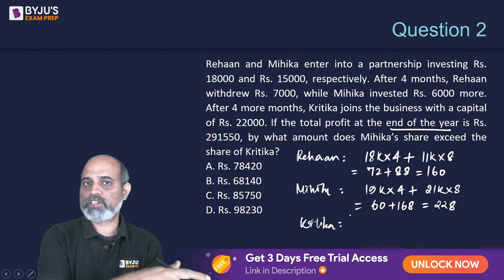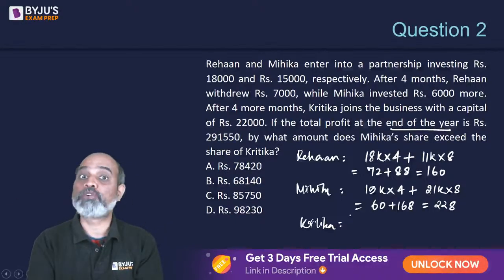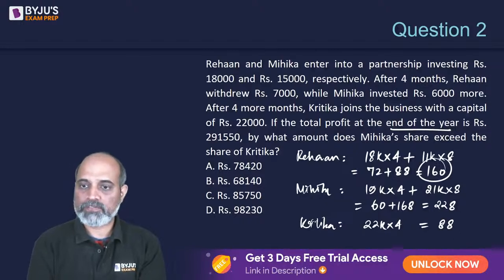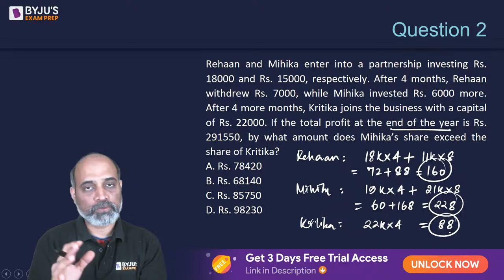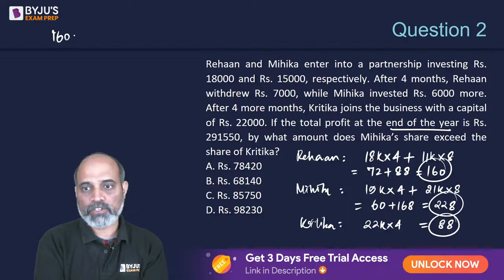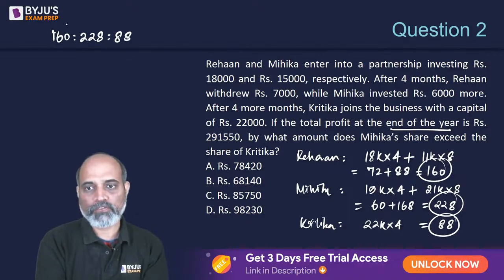She did not invest anything for the first 4 months and for the next 4 months as well, right? So she actually was there for the last 4 months only, where she invested 22,000 for 4 months. So that is going to be 22 into 4, which is 88. Now, these values that we have, these are not the actual profits, but the ratio. So we will take the ratio of 160, 228 and 88 for Rehan, Mihir and Kritika.